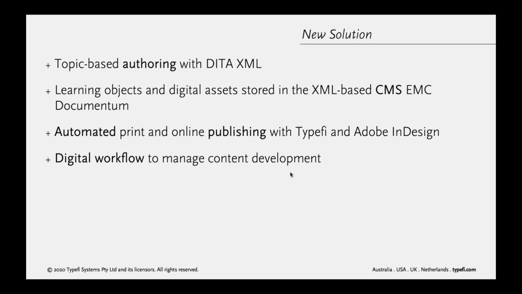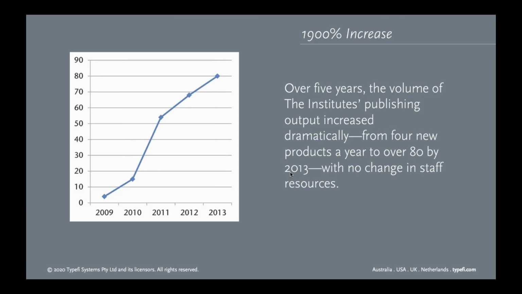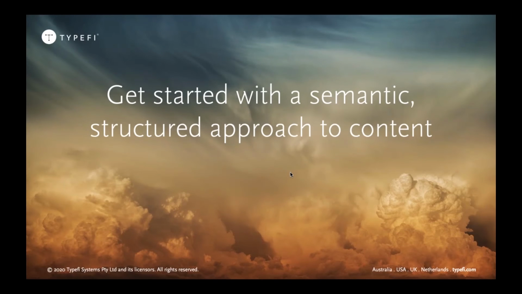And they implemented a digital workflow to manage all that content development. So over 5 years, they've been able to increase their outputs from 4 new products a year to over 80. That was between 2009 and 2013. So the question is, how can you get there? Well, let's start with implementing a semantic and structured approach to content.